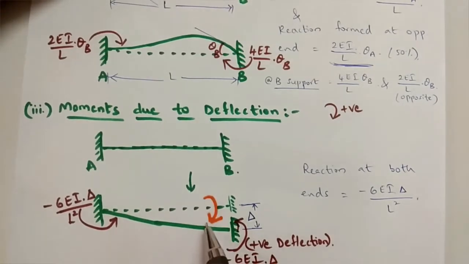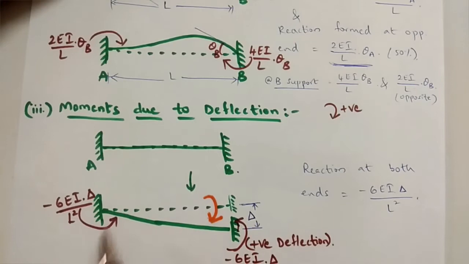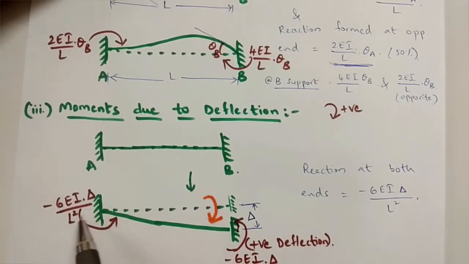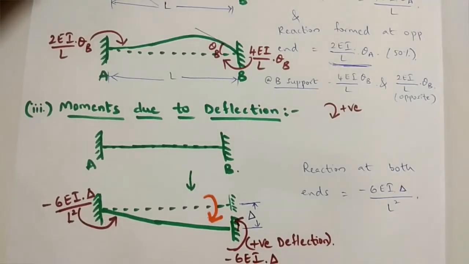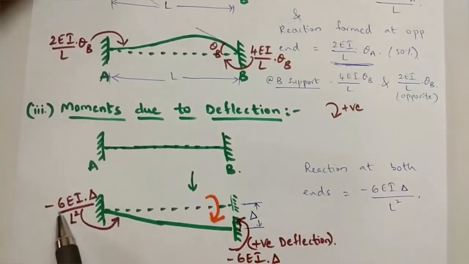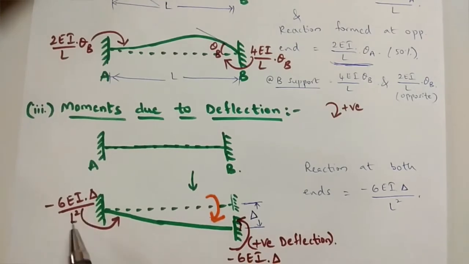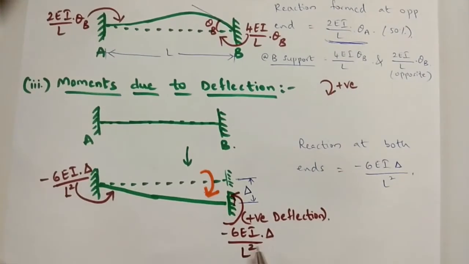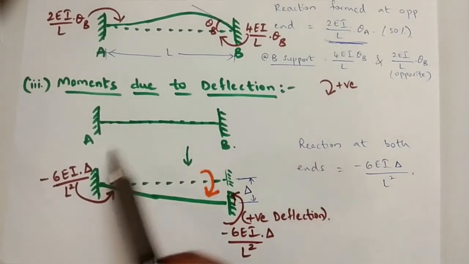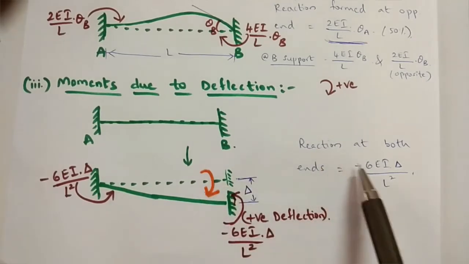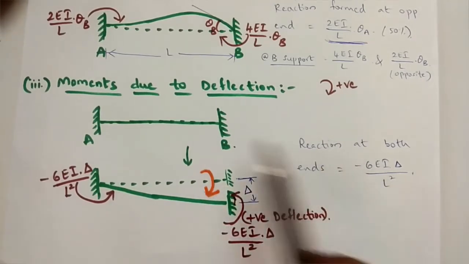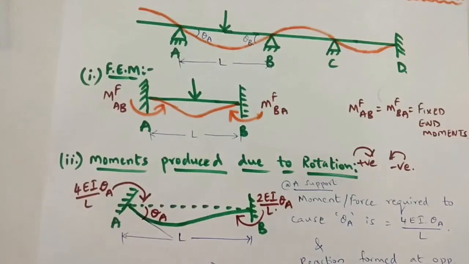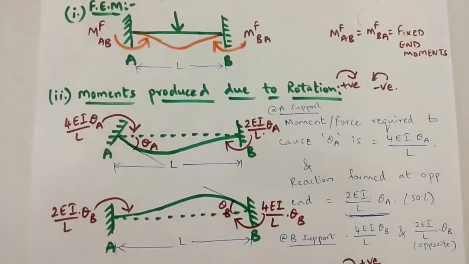So when a clockwise positive deflection is there, you will have the negative value of resisting moment, that is reaction moments, fixed end moments, that is minus 6 EI into delta by L square. Here also you will get in an anti-clockwise direction moment minus 6 EI into delta by L square. So reaction at both the ends will be minus 6 EI into delta by L square. This is due to the deflection, rotation, fixed end moments.